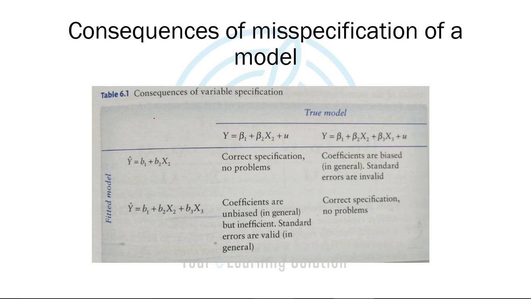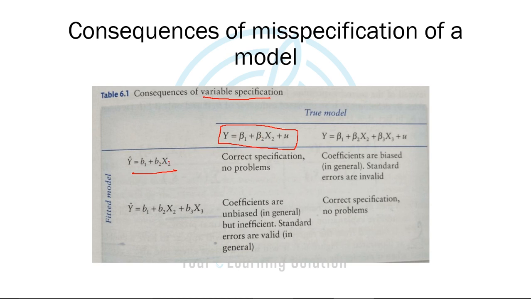So now in this lecture, we'll try to understand the consequences of misspecification of a model. And when we say misspecification, we are clearly defining it in terms of variable misspecification. Okay. So let's say the true model is y equal to beta 1 plus beta 2 x2 plus the disturbance term. And let's say we fit this particular model wherein b1 is an estimate of beta 1 and b2 is an estimate of beta 2.